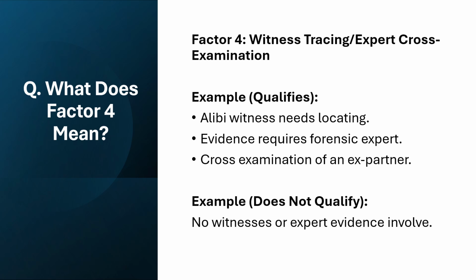Factor 4 is about witness tracing, expert cross-examination. So examples that would qualify: potentially an alibi witness needs to be located, evidence requiring forensic experts, cross-examination required of an ex-partner in a domestic violence case. Examples of what wouldn't qualify for this factor would be no witnesses or expert evidence involved.